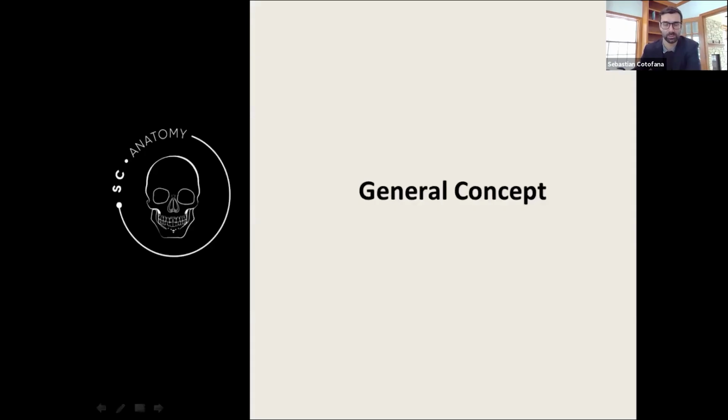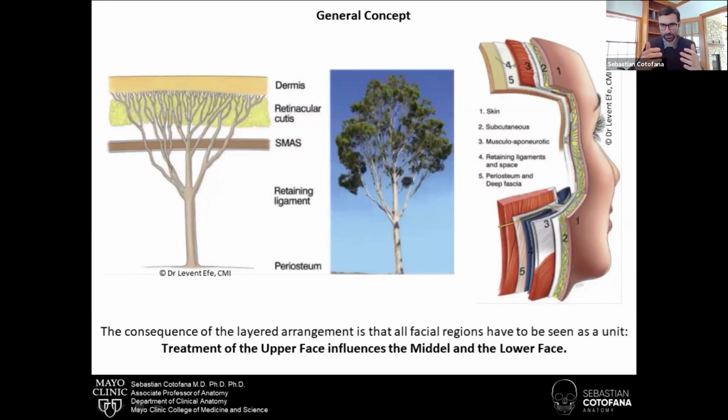The general concept is that the layers of the face are 3-dimensional structures, but it's also important for the clinical aspect, because when you treat one area of the face, you can have an effect on another area of the face. For example, you treat the upper face and then you have an effect on the lower face. Why? Because the layers and the regions are connected by parallel layers. So one area is connecting to the other area, and this is the reason why it's important to understand the layers.